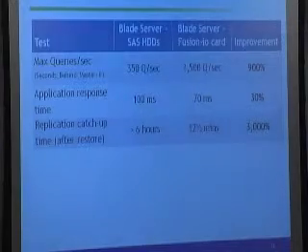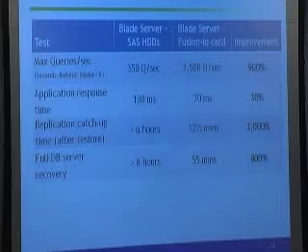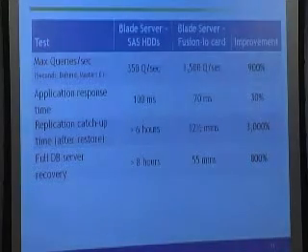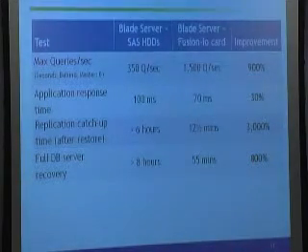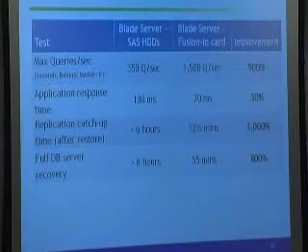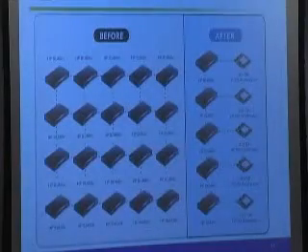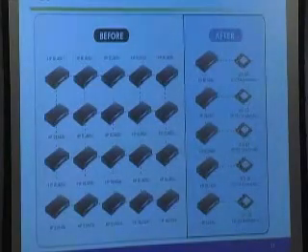Replication, which was an important factor for them, improved by 3,000%. It went from more than 6 hours to 12.5 minutes. And full database server recovery went from 8 hours to 55 minutes. Talk about business value. So that's a before and after.